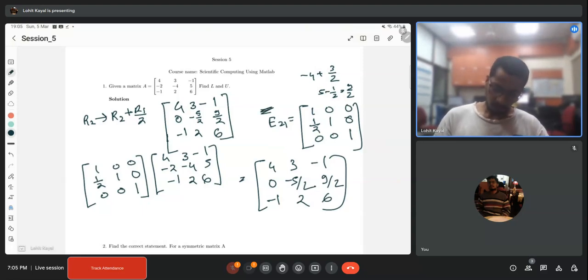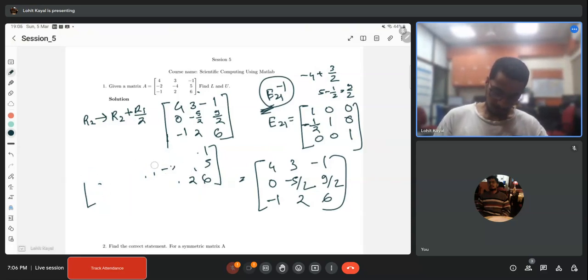Now, the alternate question: what matrix will give back this matrix? That matrix will be E21 inverse. For E21 inverse, you just need to put a minus half over there. We can again verify that. So let's verify.